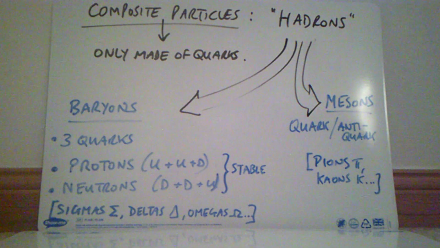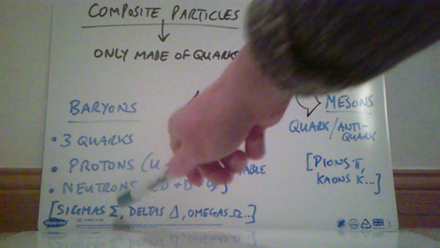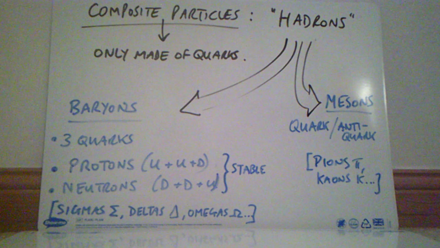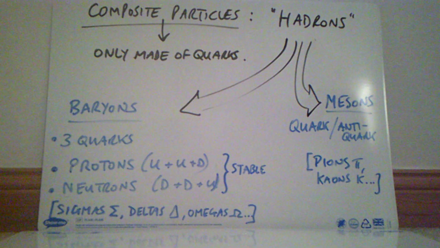Well, if you want to work out the overall electric charge of a composite particle, then you add up the electric charge which the individual quarks have, and you'll always be told what electric charge the individual quarks have.